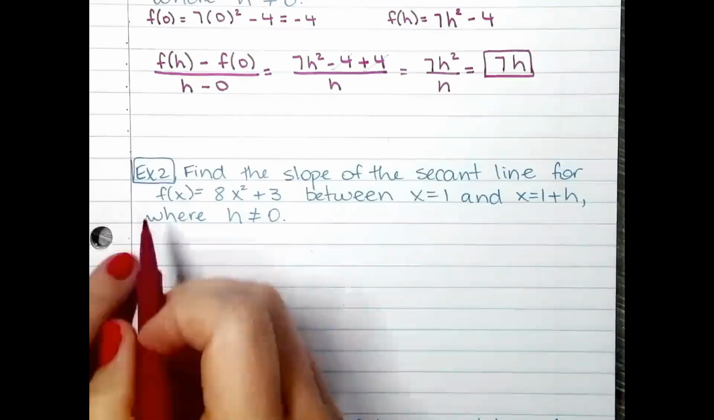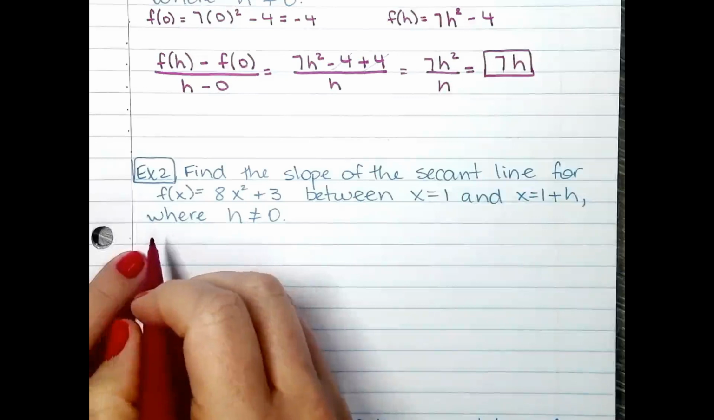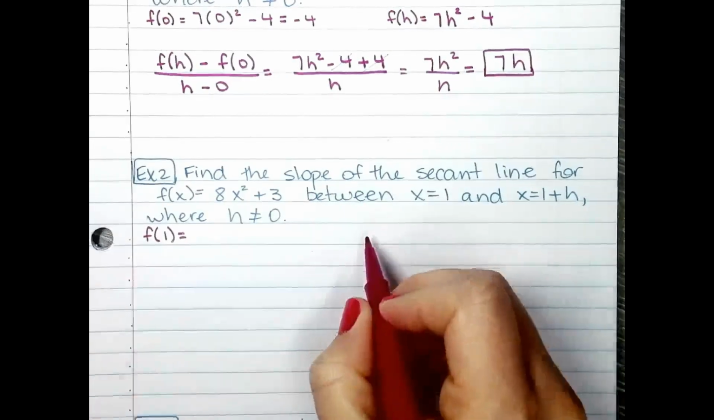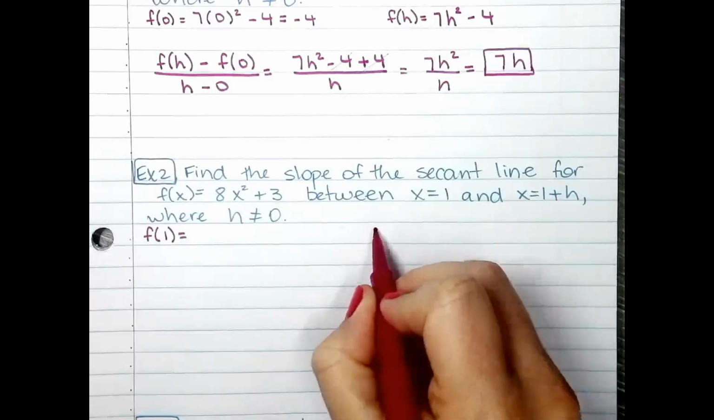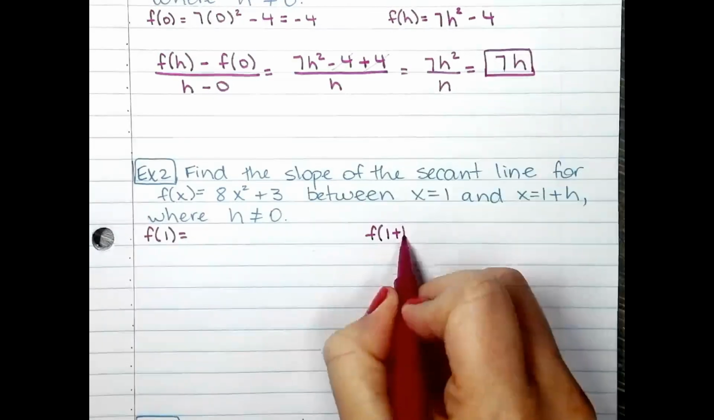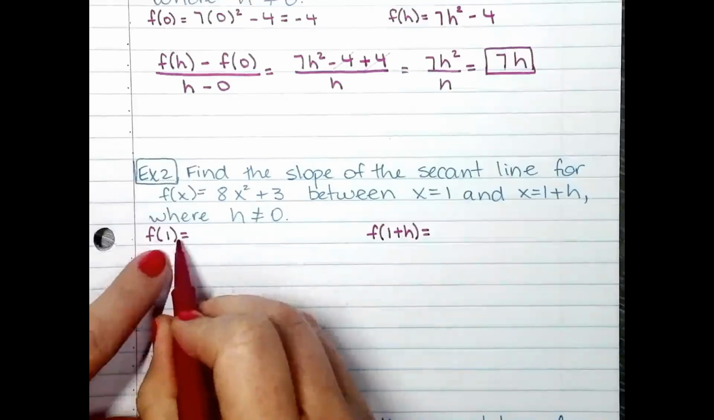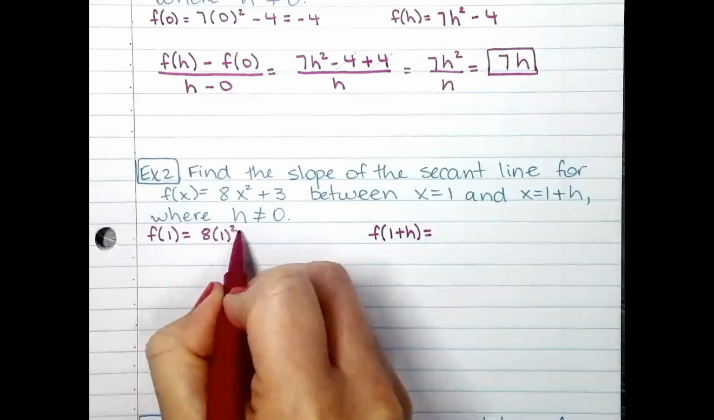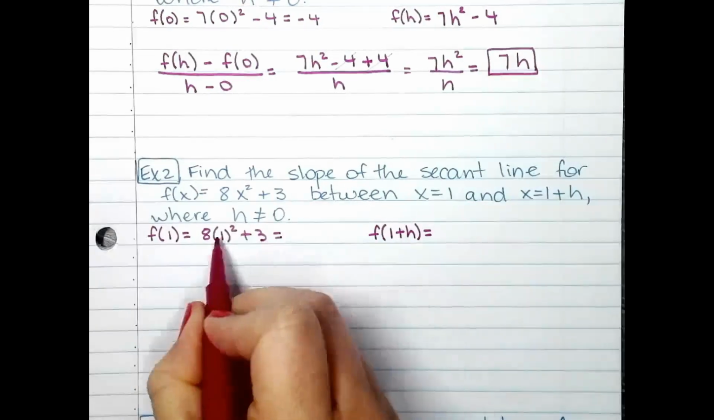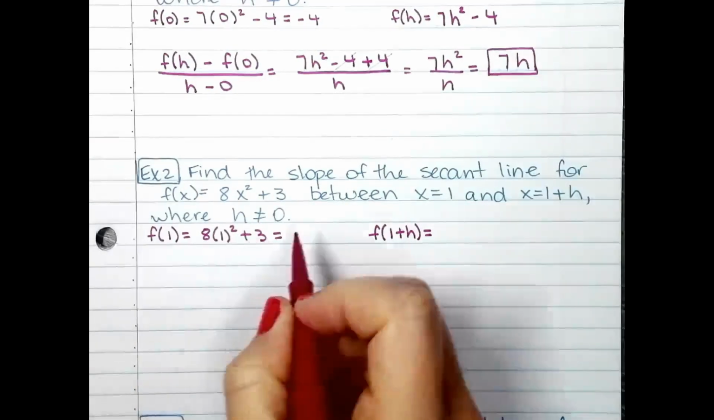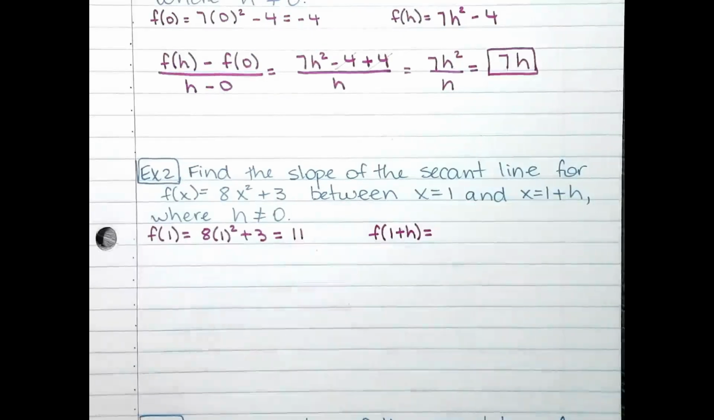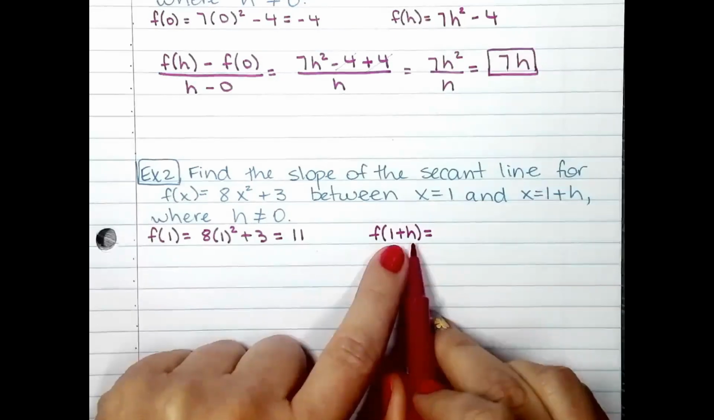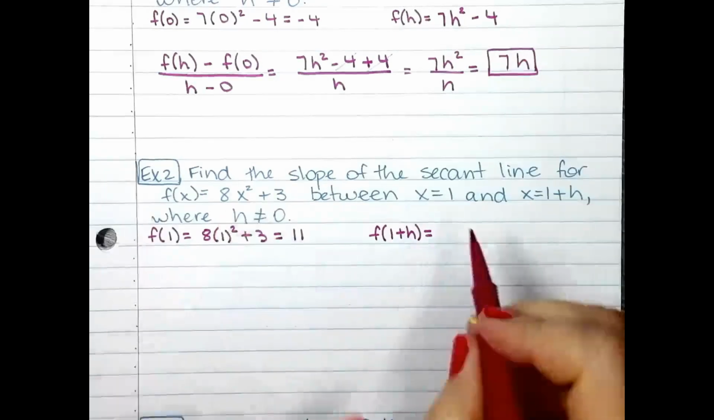Okay, here we go. You know I have to find f of 1, and I know I will have to find f of 1 plus h. F of 1 is easy. I just need to plug in 1 for x. One squared is 1, 8 plus 3. Now I'm still substituting 1 plus h for x right there.